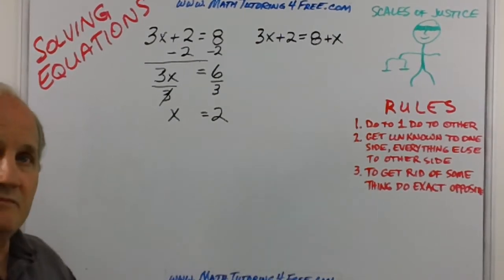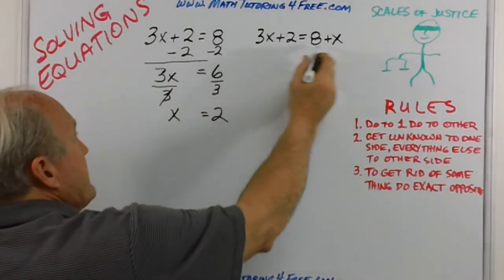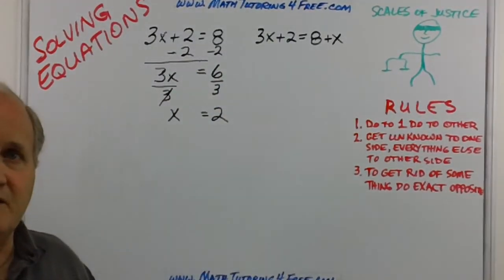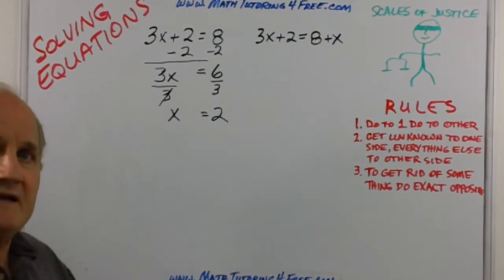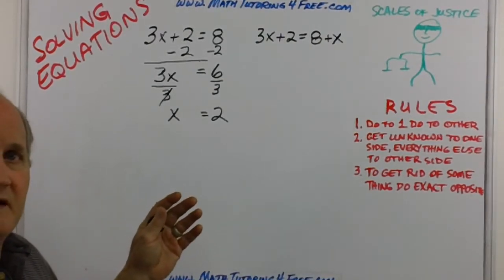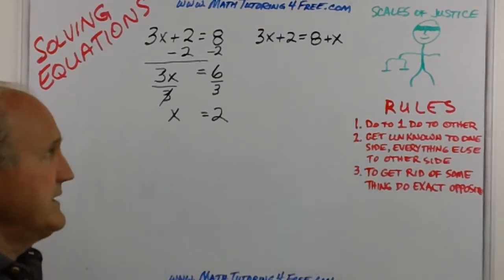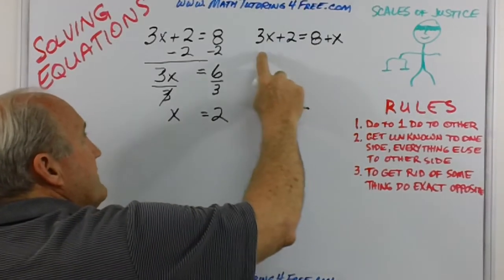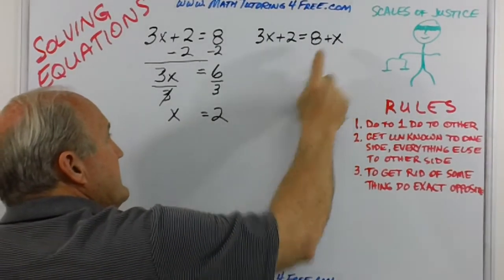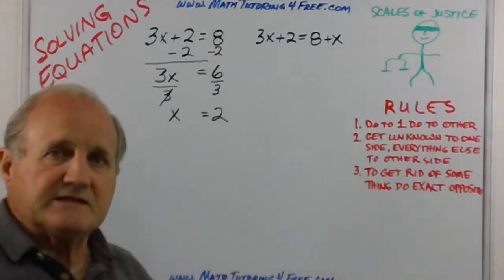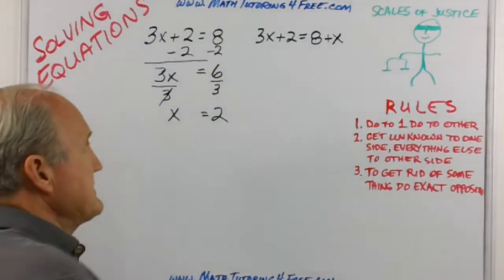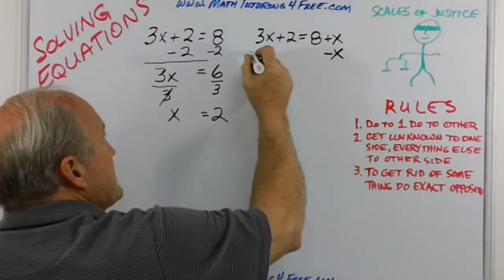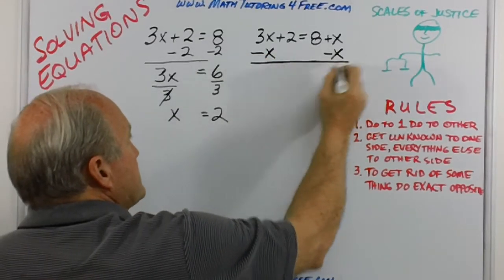Let's complicate it a little bit. And let's say we've got x on both sides. So I took the same equation, but I put an x on the right side as well. So somehow we have to get that x over with the other, and then everything else to the right side. Well, if we want to get this x away from here and over to here, what do we have to do? To get rid of it here, our rule says do the exact opposite. What's the opposite of plus x? Minus x. So if we subtract x from both sides, what's our equation look like now?